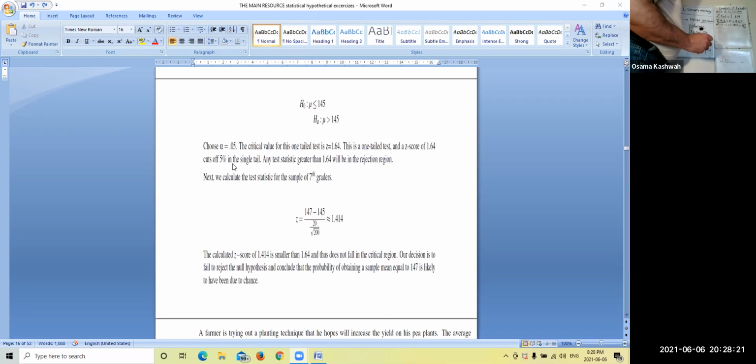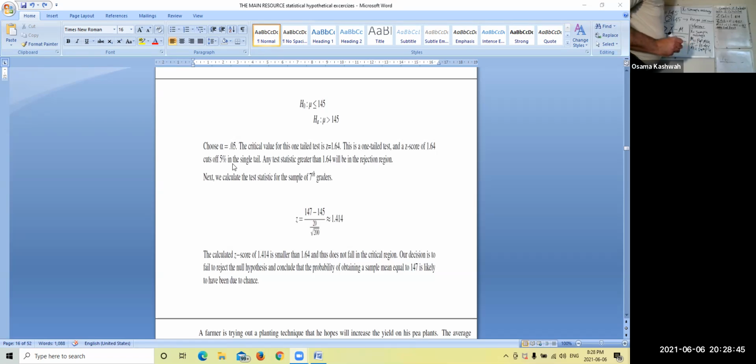As long as we set greater or less, I don't want you to care about right tail or left tail. In the two cases, greater or less, this is a one tail test.